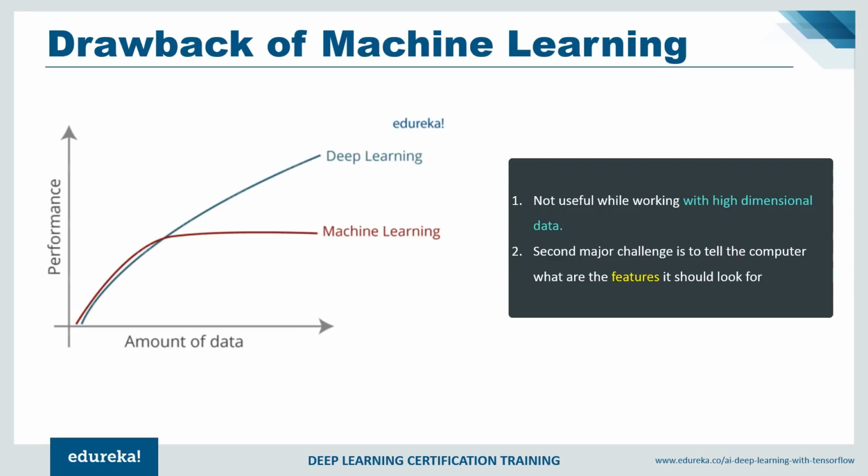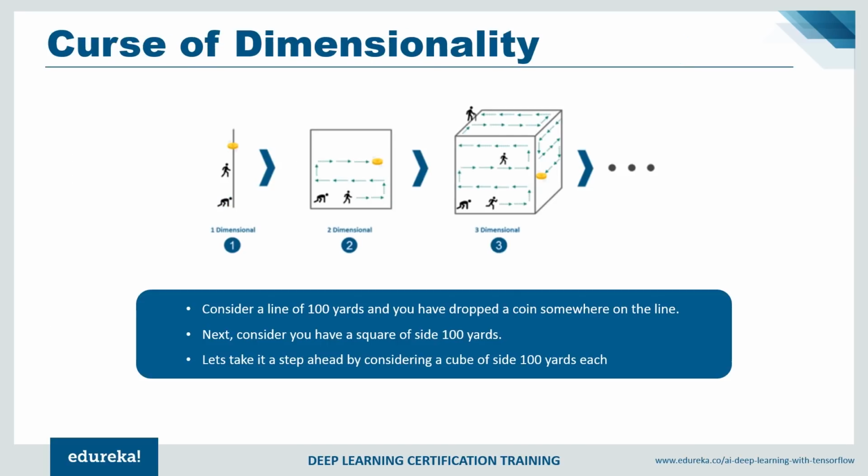Now, to understand this in simpler terms, let's consider the following image. Consider a line of 100 yards, and you have dropped a coin somewhere on the line. It's quite convenient for you to find the coin by simply walking on the line. This very line is a single-dimensional entity. Next, consider a square of 100 yards, and yet again you drop the coin somewhere in between. Now it's quite evident that you are going to take more time to find the coin within the square as compared to the previous scenario. Now this square is a two-dimensional entity.